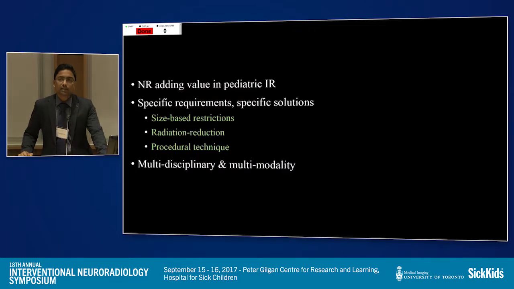So I will summarize that there are a lot of non-endovascular opportunities for a neuroradiologist to add to a pediatric IR service, which has specific requirements, and those have specific solutions. One of the keys is, of course, multidisciplinary collaboration. And as we have seen, the use of multi-modality image guidance and being comfortable with all those to put them together in a case. At SickKids, we are fortunate to have a long-standing tradition of collaboration, not just within our department, but also across departments and even across the street with our adult colleagues.